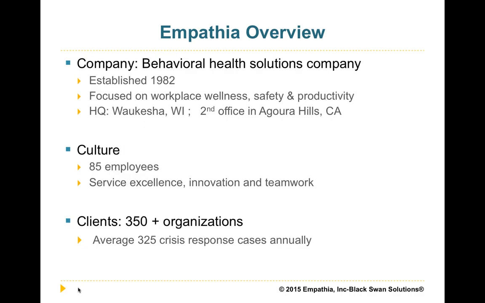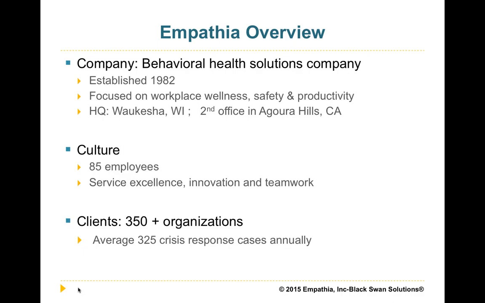So, as just a quick overview, Empathia as a company, we are a behavioral health care company. We've been around for a few years, and we are an EAP and work-life provider as well as disaster management. We're headquartered just outside Milwaukee in Waukesha, Wisconsin, and have a second office in Agoura Hills, California. We're not a large company. However, we have a very large network and provide services to about 350 organizations. That's in our EAP work. If we counted our disaster management client organizations, that number would be much higher.